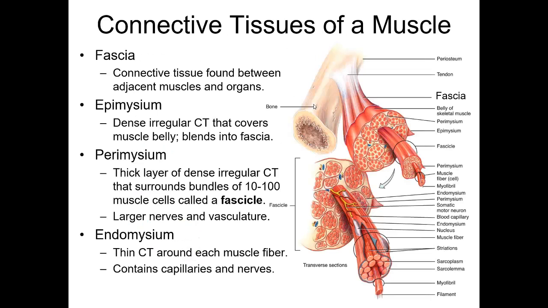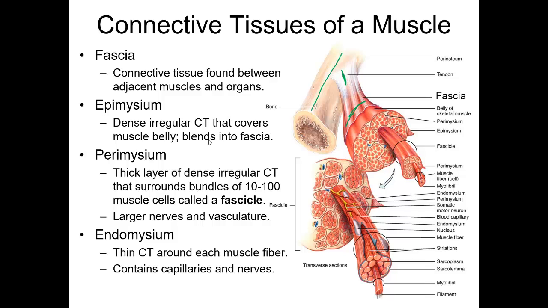So let's take a look right here. So this is bone. We're talking about skeletal muscle right here. This is tendon. Tendon is connective tissue that joins bone to muscle. Now what we're looking at over here is fascia. Fascia is connective tissue that kind of continues the tendon on to the muscle. So that right there is fascia. It is made up of connective tissue.